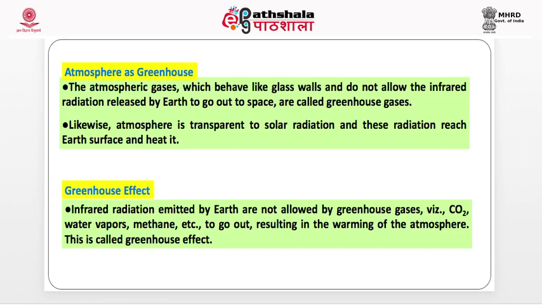Now, come to the real situation. Our earth is surrounded by atmosphere. There are no glass walls. There is no glass ceiling. But atmospheric gases themselves behave like glass walls and do not allow the infrared radiation released by earth to go out to space. And these gases are called greenhouse gases. The atmosphere is transparent to solar radiation. It will allow the solar radiation to come in, but it will not allow infrared radiations to go out. So, we can define it: the infrared radiations emitted by the earth are not allowed out by greenhouse gases, resulting in the warming of the atmosphere. This is called the greenhouse effect.